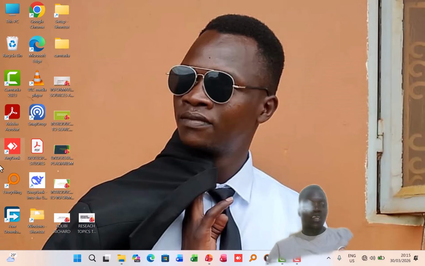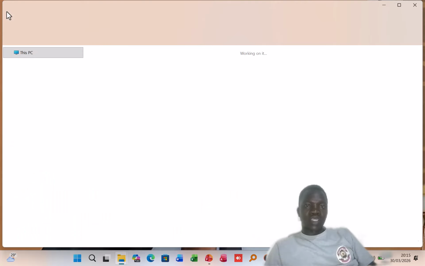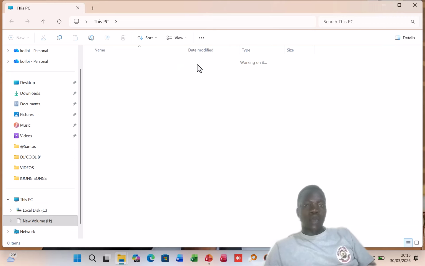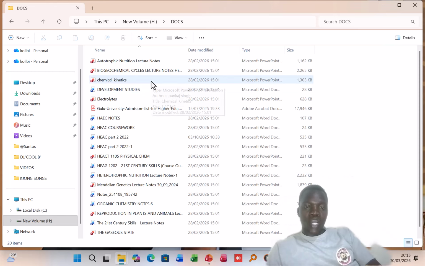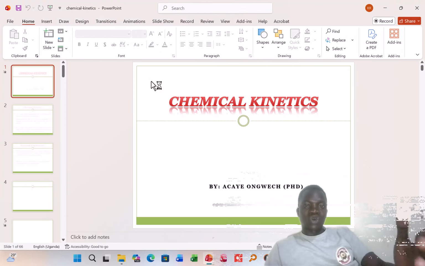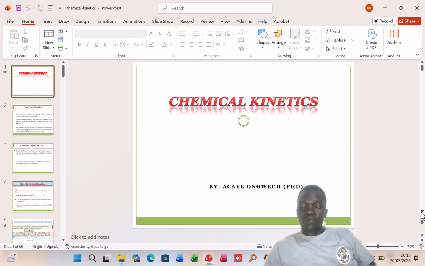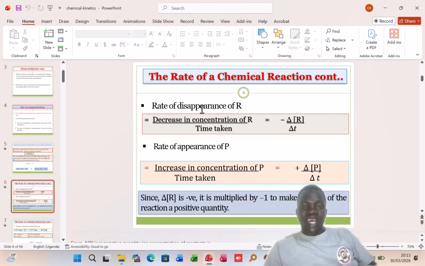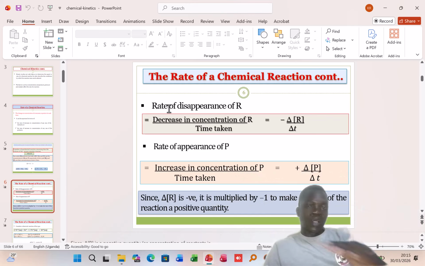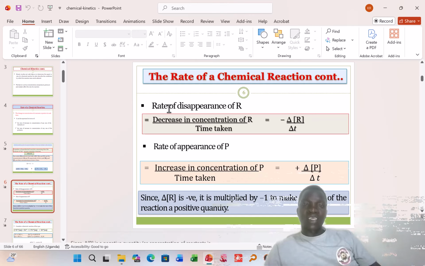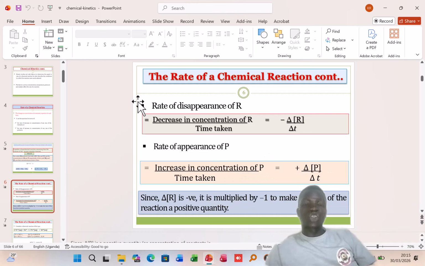In actual sense, let's take one of the notes here and see what it means. Here we come to chemical kinetics. Chemical kinetics is just a topic in chemistry. If you take the text the way it is and reproduce it, it affects the whole article and will not be good because it is part of plagiarism. Like: the rate of disappearance of R because of decrease in concentration of R over time taken, which is negative, which is not right.